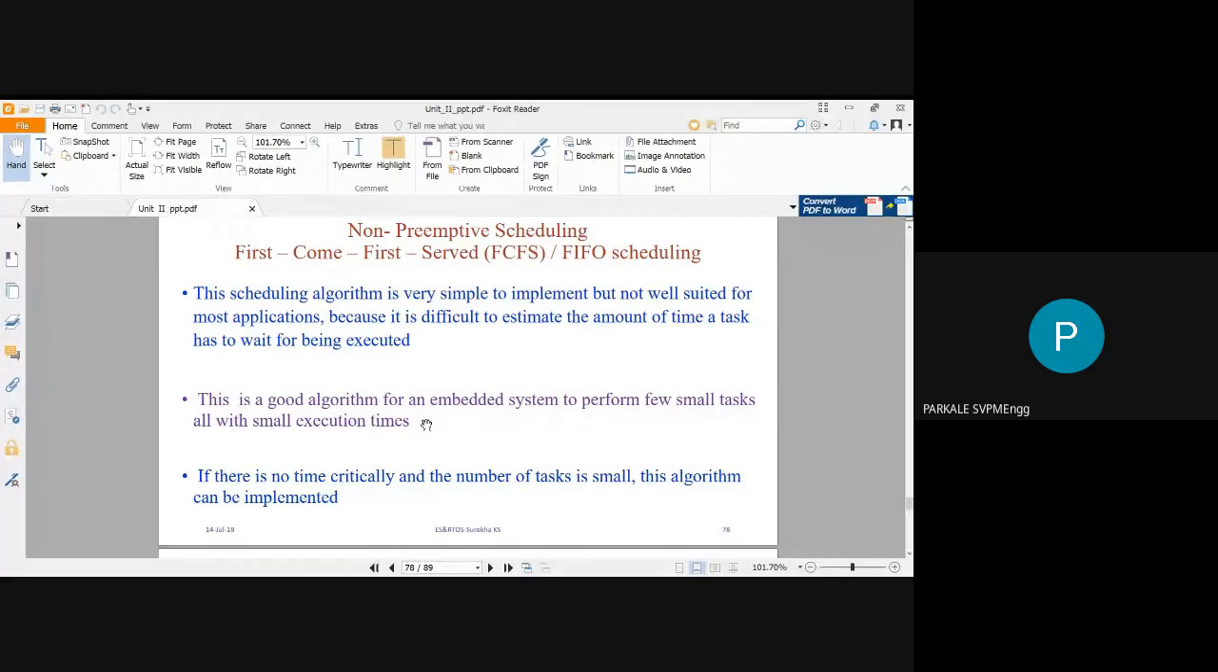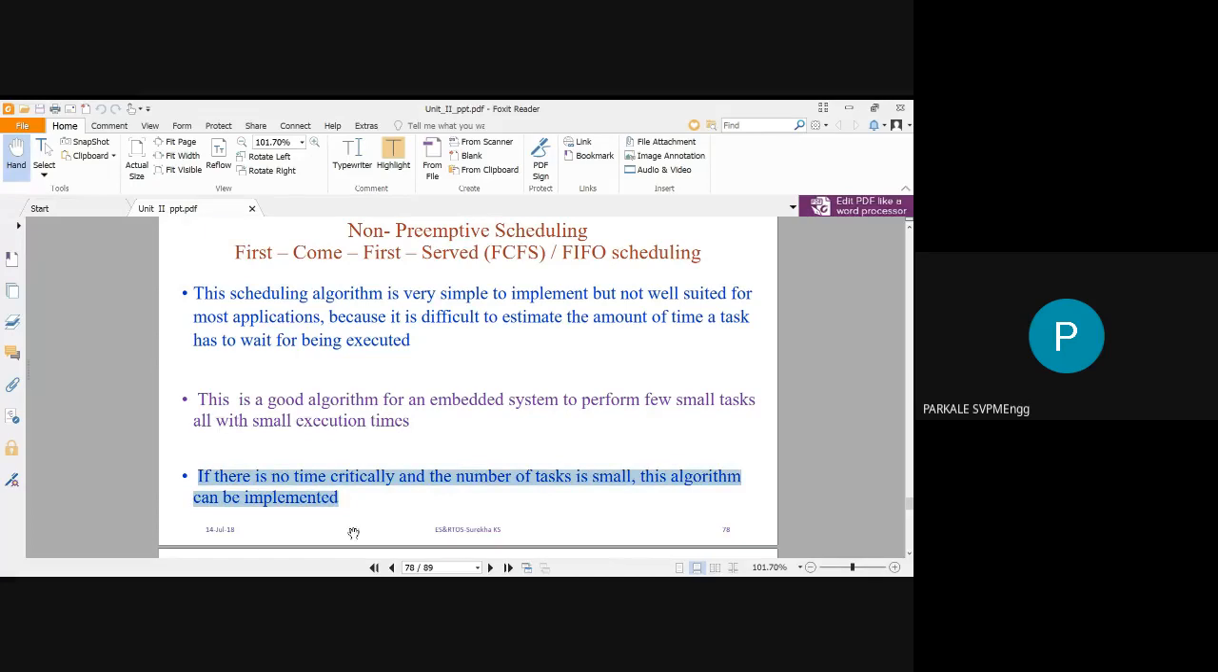So if your number of tasks is small, that means I have only 3 to 4 tasks, and these tasks have a small execution time, that means each task will be executed in, let's say, 5 to 10 seconds, in this scenario you can go with first come first serve scheduling. But if I have a larger number of tasks, for example 100 to 1000 tasks, in this case do not use the first come first serve scheduling algorithm.